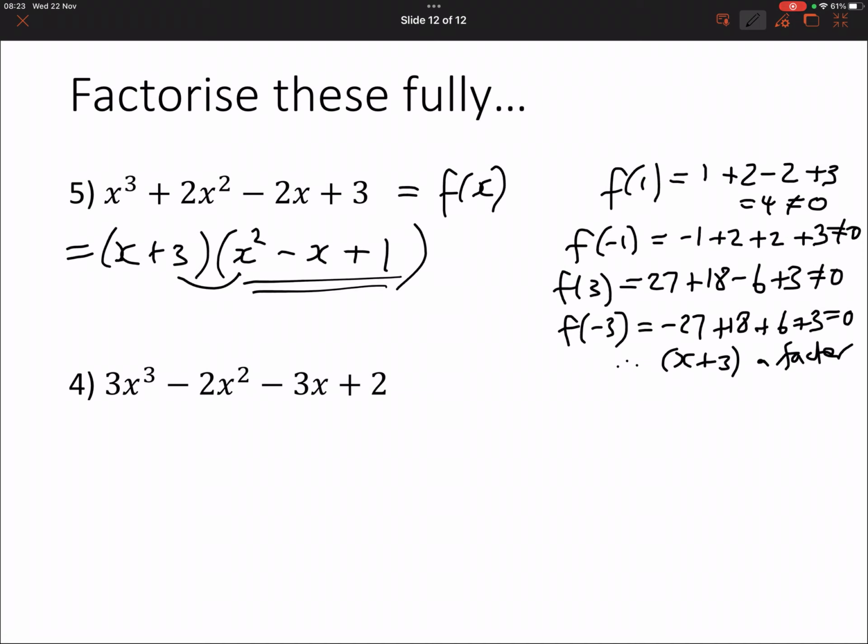So obviously none of the other numbers give me 0 when I plug them in because there's no other linear factors. So, but that's the answer. That's it. Factorised. Jobs are good. And this last one here. Oh, factors of 2. Not many of those, are there?